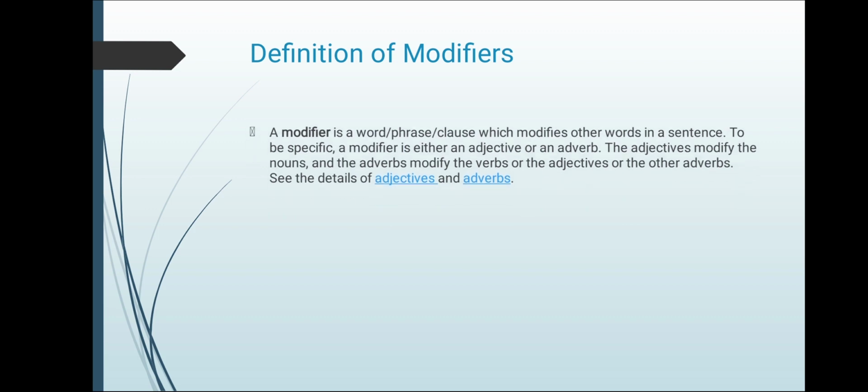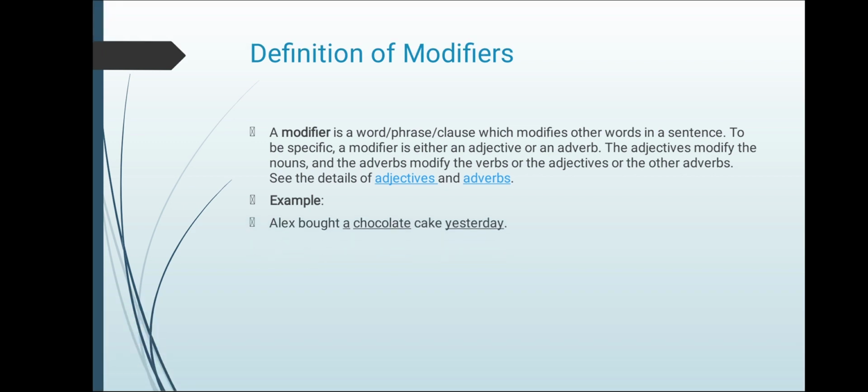First of all, we have to know the definition of modifiers. A modifier is a word, phrase, or clause which modifies the other words in a sentence. To be specific, a modifier is either an adjective or an adverb. The adjectives modify the nouns, and the adverbs modify the verbs or the adjectives or the other adverbs. We can make it clear from the example given here.